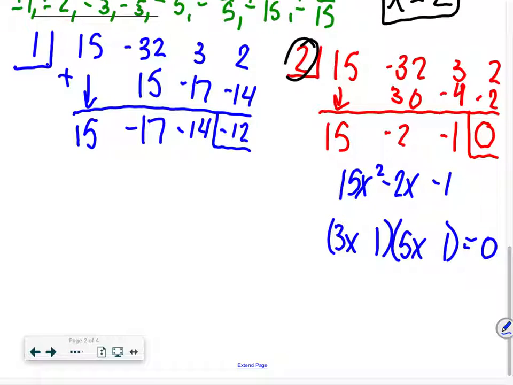If I have -2, which one should be plus and which one should be minus? The right one should be plus, because when you distribute, you get -5. Okay, from here, what should I set each of those parentheses sets equal to? 0.